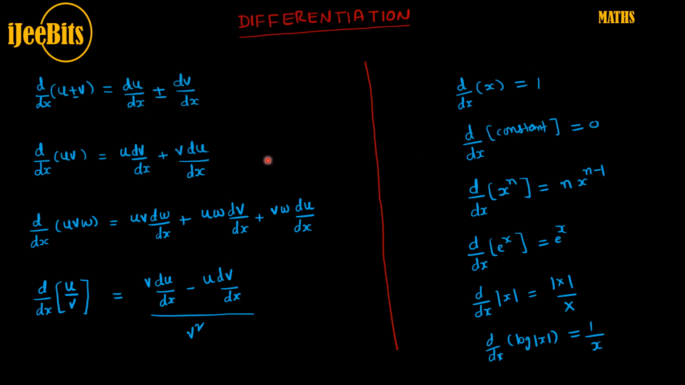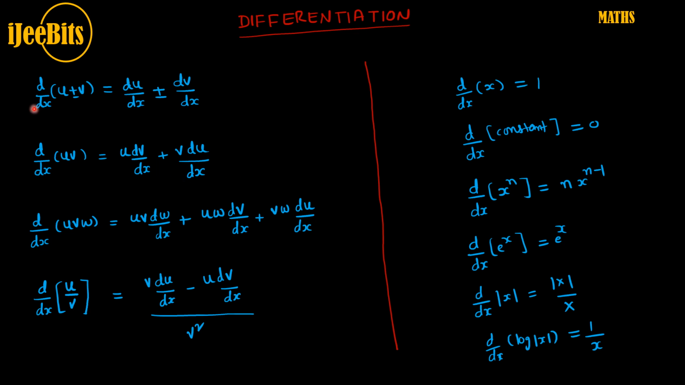Let's review the formulas. What are the formulas that you could recall in differentiation? So the first thing is, we have an independent variable and a dependent variable, right? You might be doing differentiation with respect to the independent variable. So y is a function of x, so dy by dx, isn't it?